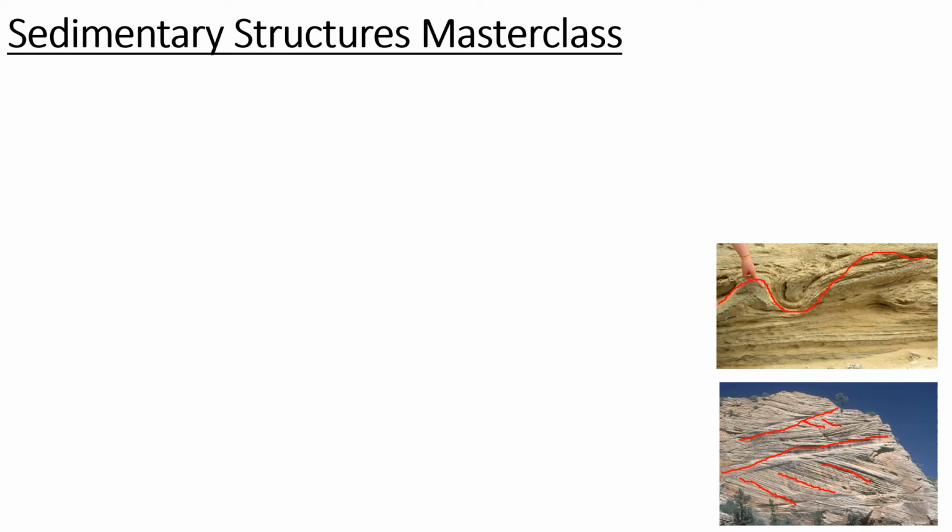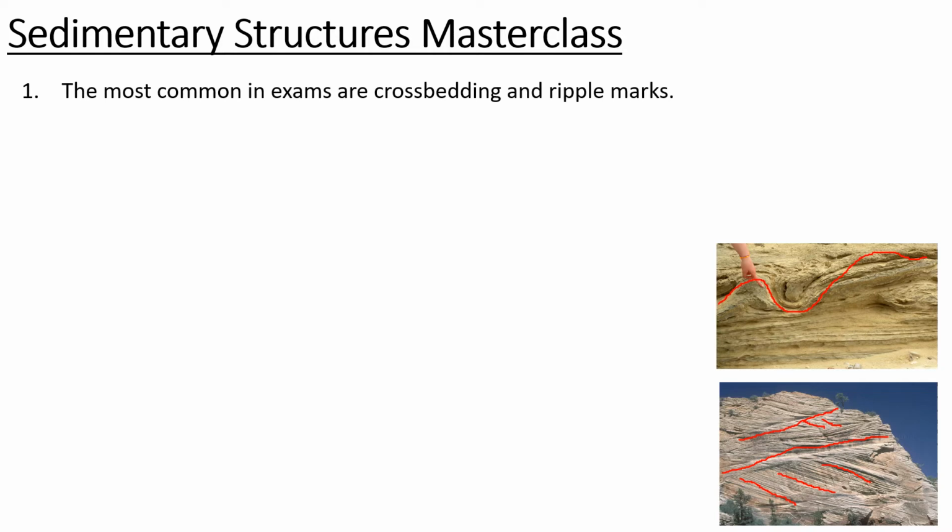So sedimentary structures, we've got some key points that I'm just going to go through very quickly, one tip, and then we'll have a look at some exam questions. So the most common types, cross-bedding and ripple marks, are the most abundantly used in exams. So make sure you're really happy with these two. There are lots of others, but if you're a betting man or woman, then you might go for these two.